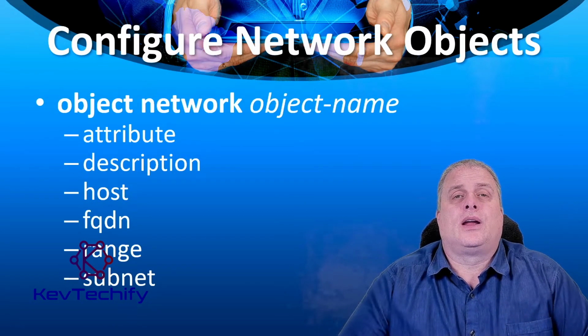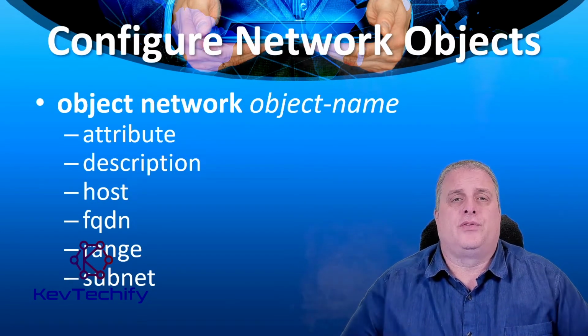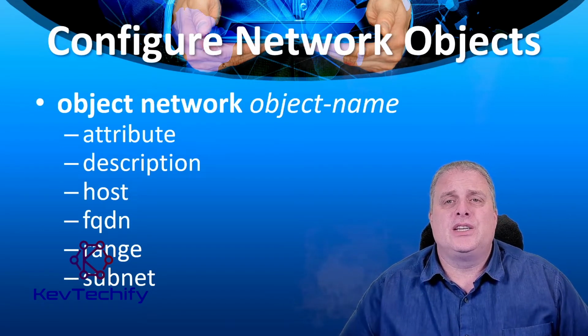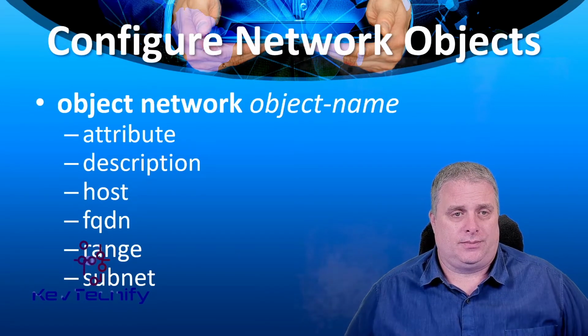To create a network object, use the object network global configuration mode command. The prompt changes to network object configuration mode.